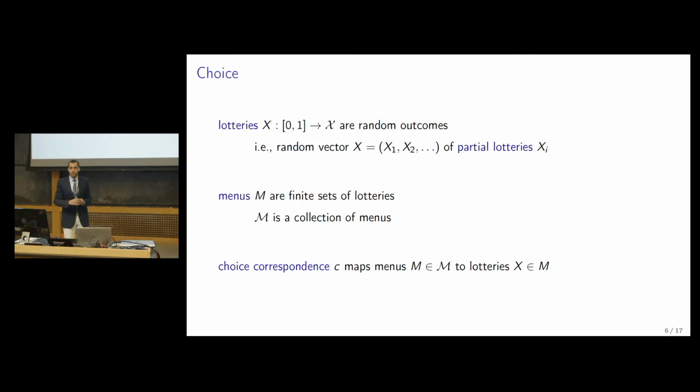Okay, so I'm going to need 2 more slides on decision theory, and then I'll define computational tractability, and then we'll move on to the results. The first thing I need to do is tell you a little bit more about this collection script M of menus. The second thing that I need to do is tell you how I'm going to define rationality.